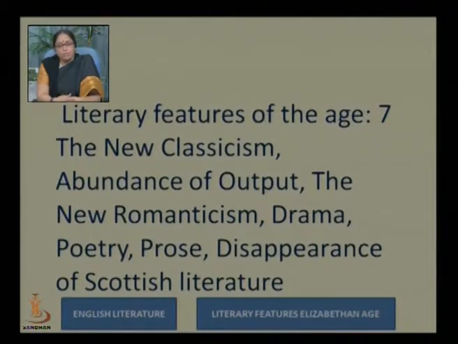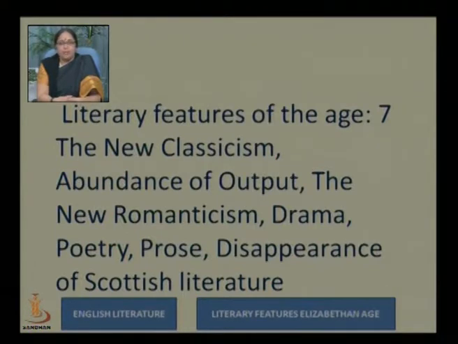When we talk about the literary features of the Elizabethan age, we have to understand that there are 7 striking features that are reflected in the literature of this period. We will just go through the features first, and then we will specifically discuss each and every feature of the age.